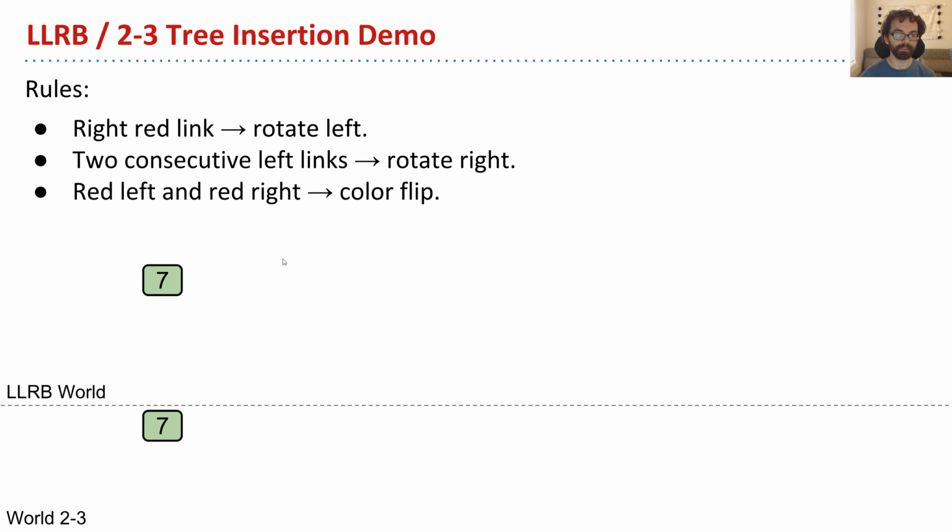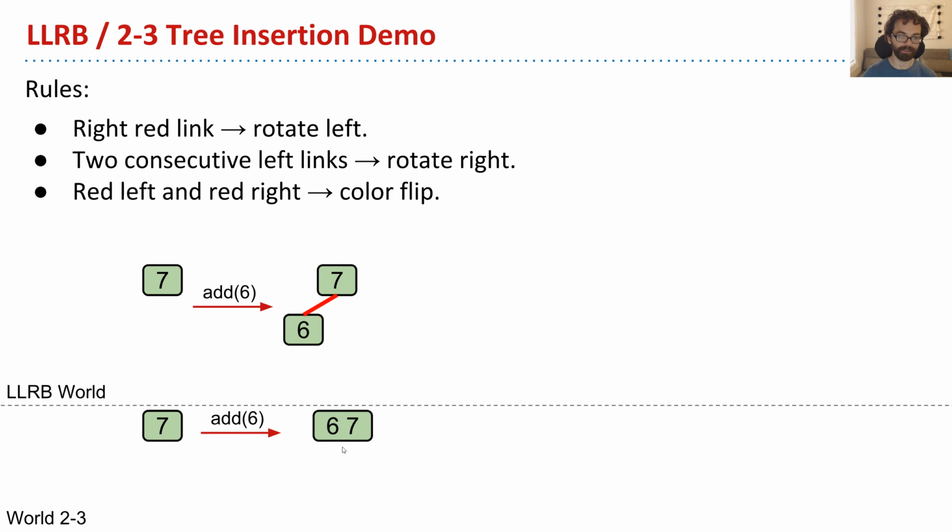So when we insert 7, we just have a node, and so here's my left-leaning red-black tree, and here's my 2-3 tree equivalent. Now when I add 6, I end up with this left-leaning red-black tree corresponding, as you might imagine, to the simple 3 node, which contains 6 and 7.